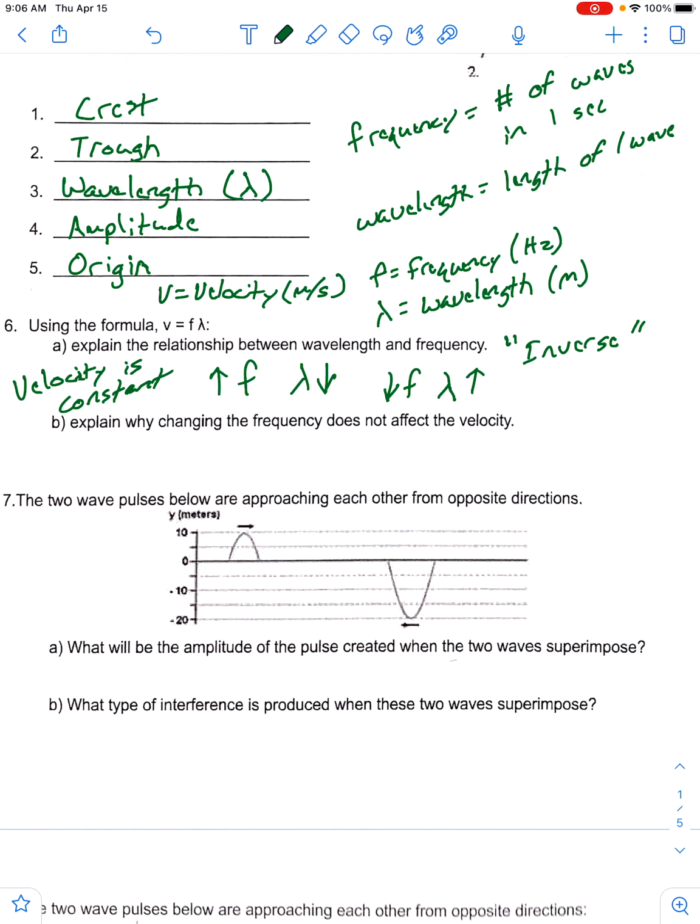B, explain why the frequency does not affect the velocity. Because if one goes up, the other one goes down. Okay, so if frequency changes, wavelength, I'm just going to abbreviate that by the upside down Y, changes in the opposite direction.